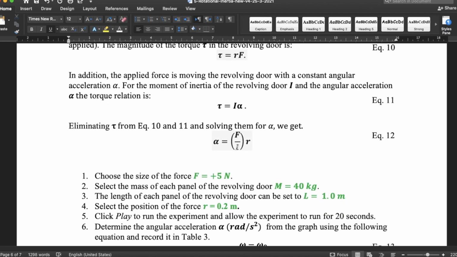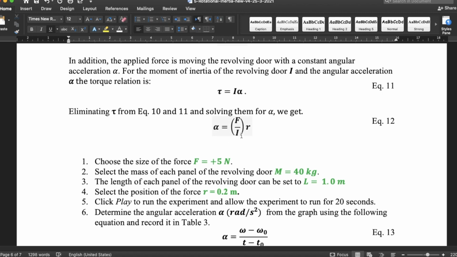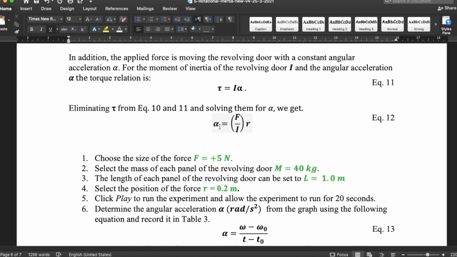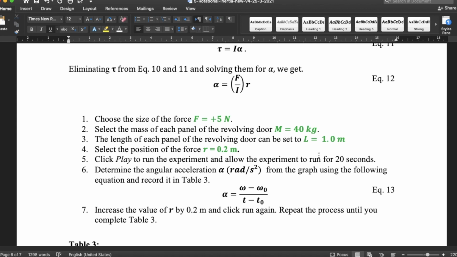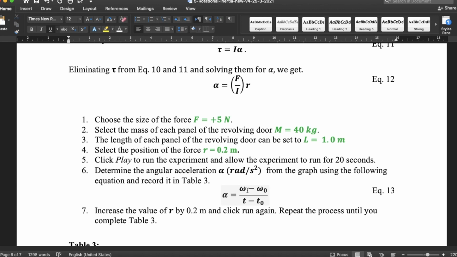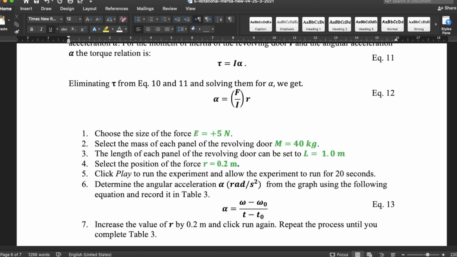Alpha equals F divided by I times R. We know F and we know R, and using the slope, we can determine I if we plot a relation between alpha and R. But let's use the simulation and the plot of omega versus t that we just have seen to obtain alpha. We know that omega 0 and t0 are 0 in our case. So simply by reading the values of omega and t, we can obtain alpha. And by taking many values of alpha, we can obtain a plot of alpha versus R. And from the slope, we can obtain the moment of inertia.